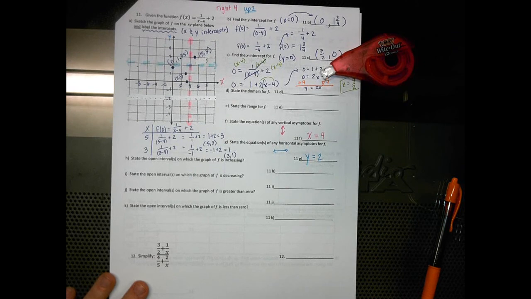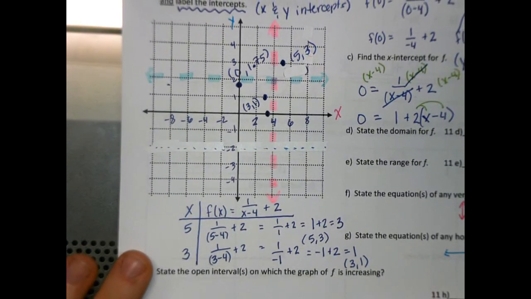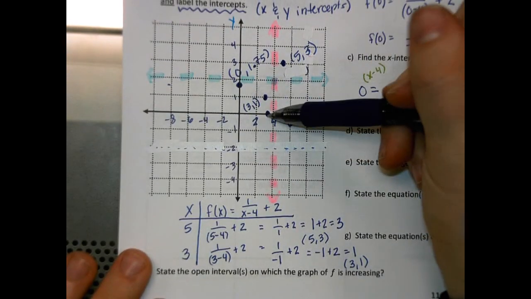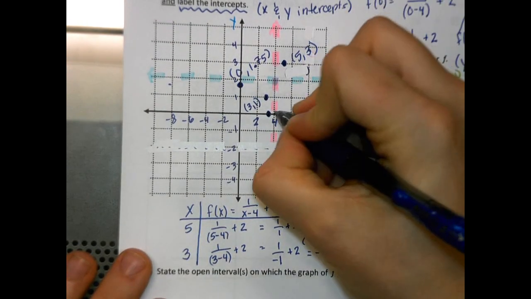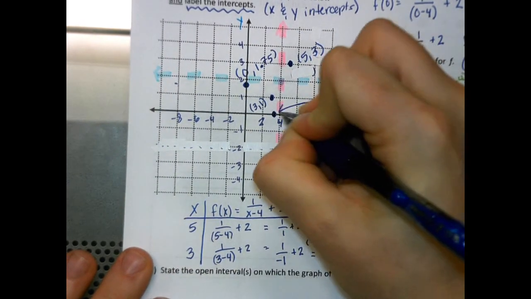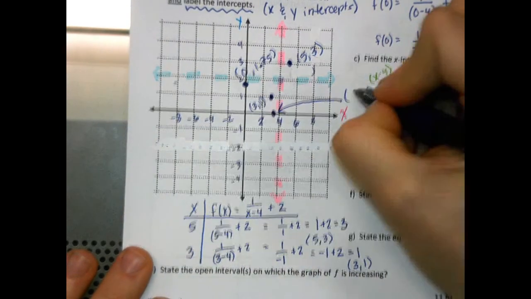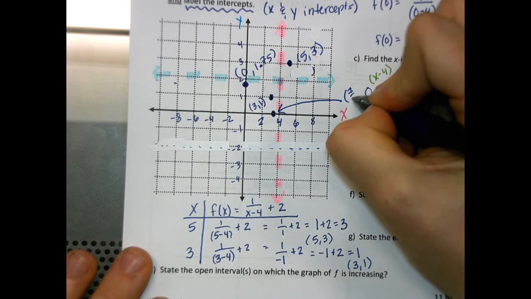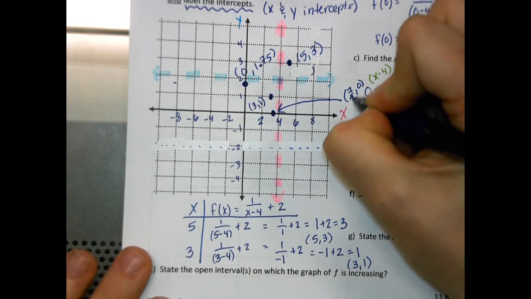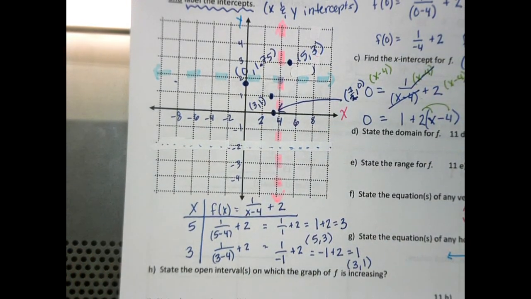All right, so I'm going to zoom in on that so that you can see the graph. So these 2 points here were my x-intercepts. This one is 7 over 2, 0, or 3.50, you can write.